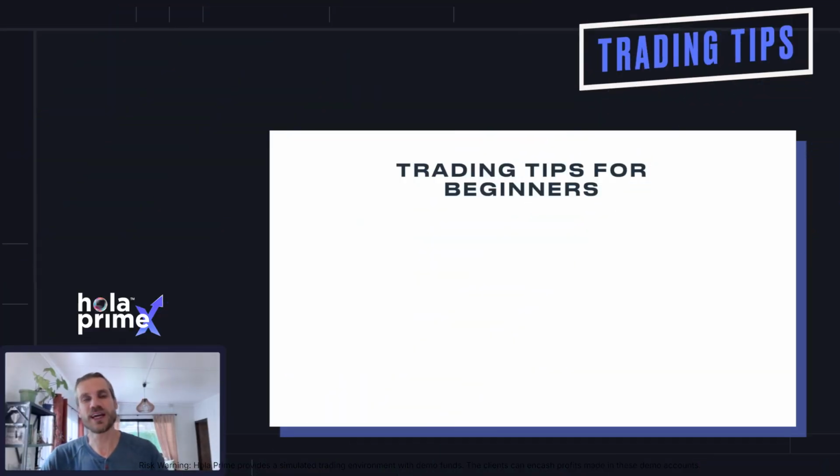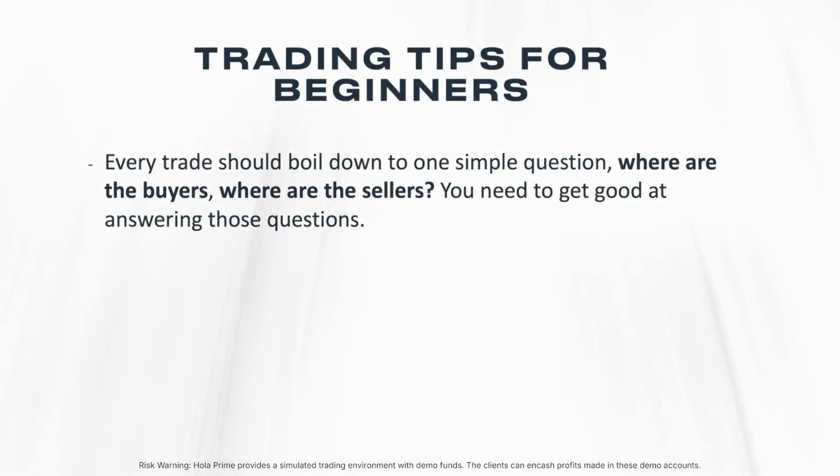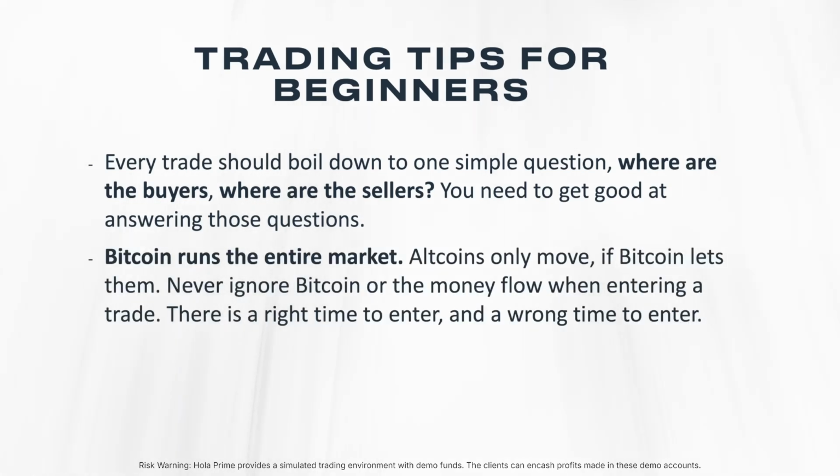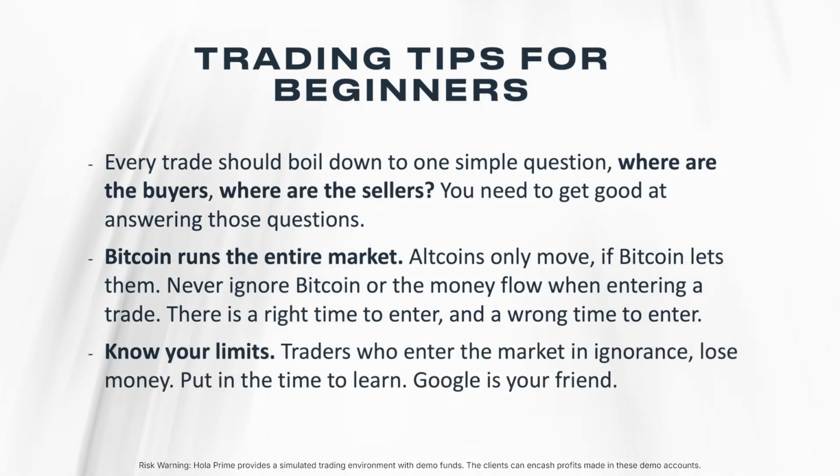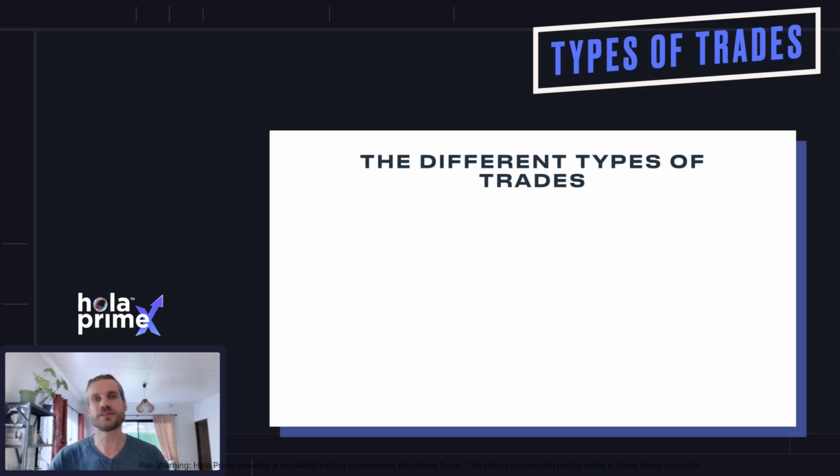So once you've got started, here are a few trading tips for beginners. Tip number 1. Every trade should boil down to one simple question. Where are the buyers? Where are the sellers? You need to get good at answering those questions. Tip number 2, Bitcoin runs this entire market. All coins will only move if Bitcoin lets them. Never ignore Bitcoin or the money flow when entering a trade. There is a right time to enter and a wrong time to enter. Tip 3, know your limits. Traders who enter the market in ignorance lose money. Put in the time to learn. Google is your friend.